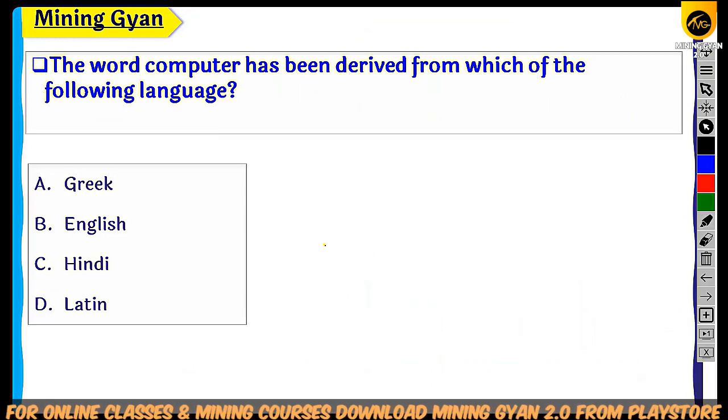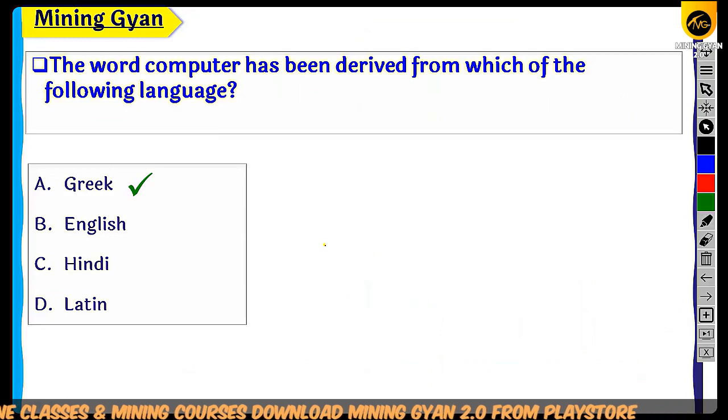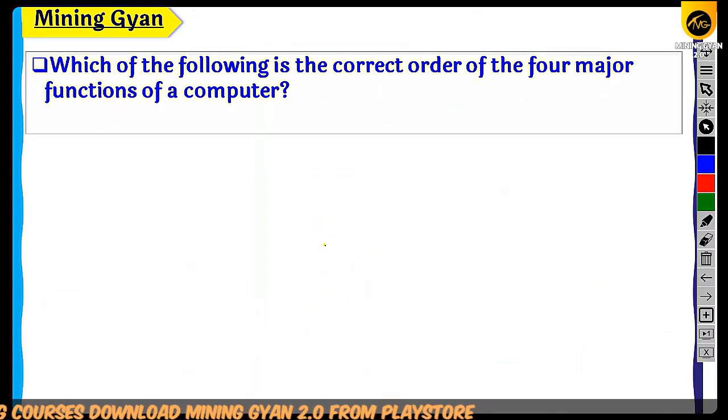Rajnikant, option A. Option A. Anybody else? So basically, the word computer is derived from option A, that is the Greek word. Option A, Greek word, is the correct answer. The word computer has been derived from the Greek language.